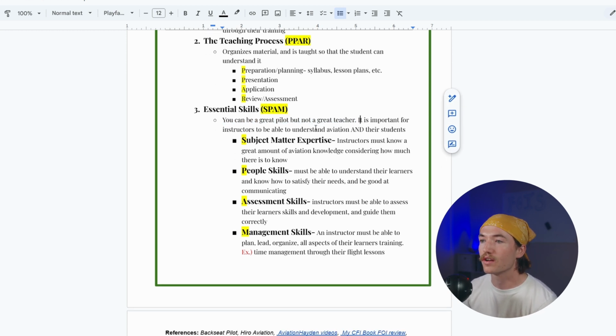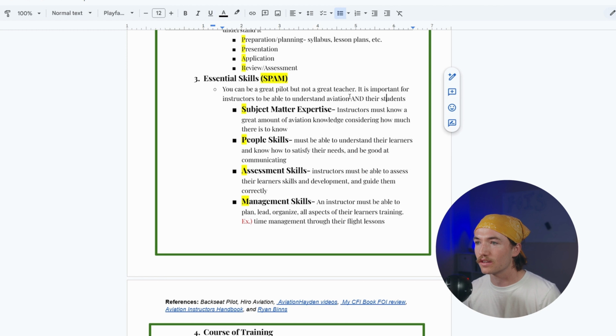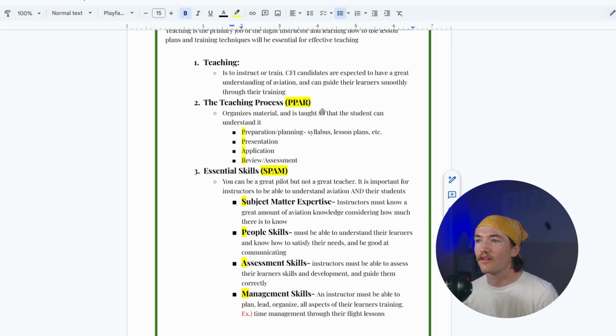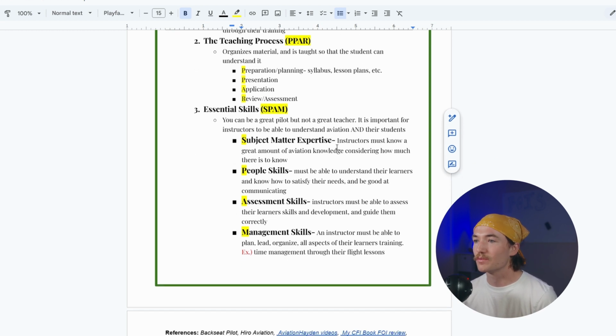So it is important for instructors to be able to understand aviation and their students. So in SPAM, we're going to go over a few of these things that can cover this little bullet point. So S is going to be subject matter expertise. Just like what we started off with, you have to have a pretty good understanding of aviation. Instructors must know a great amount of aviation knowledge, considering how much there is to know and how much there is to teach.